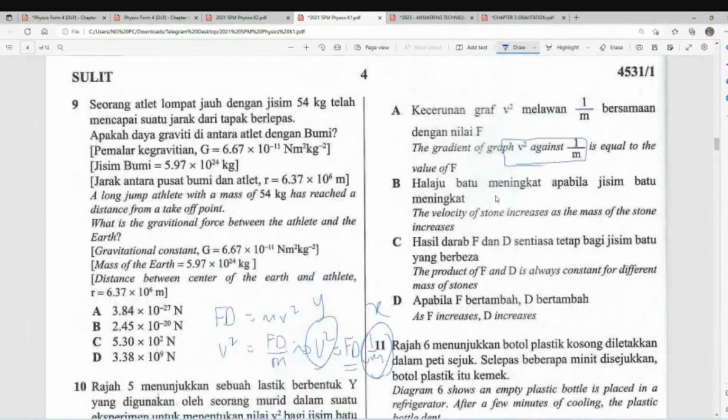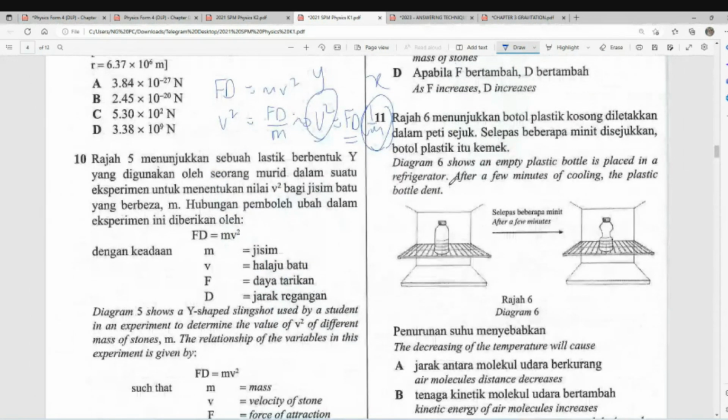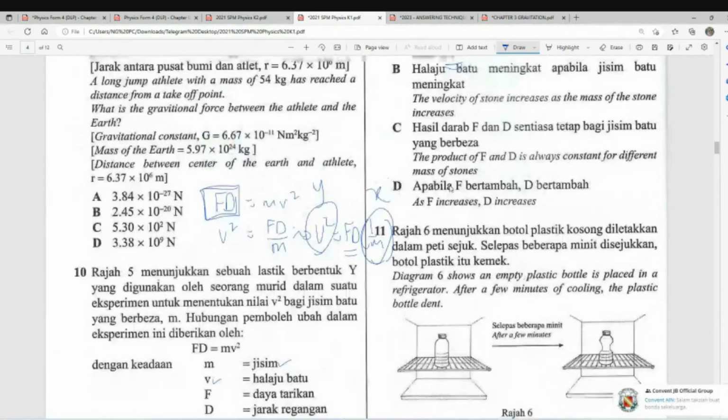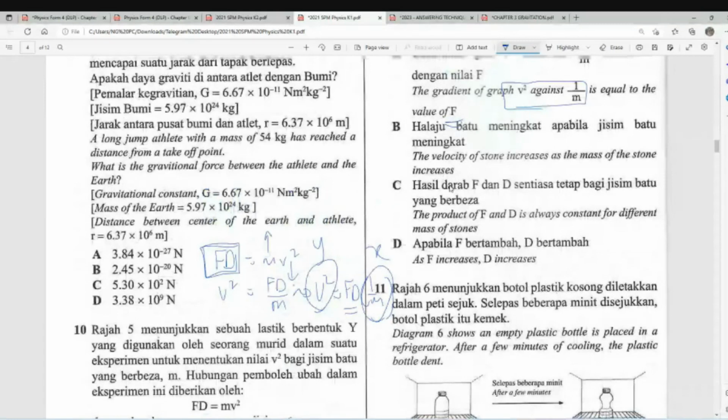Okay, so we can use the gradients is equal to F. It's wrong, because the gradients should be equal to Fd, not the F only. All right, and then the velocity of the stone increases as the mass of the stone increases. Right? So the velocity of the stone here is v, the mass of the stone. So from here you can see the formula. When Fd is constant, so when the mass increases, the v squared will be decreased to remain the Fd as a constant. Right, so that's why answer B is also wrong.